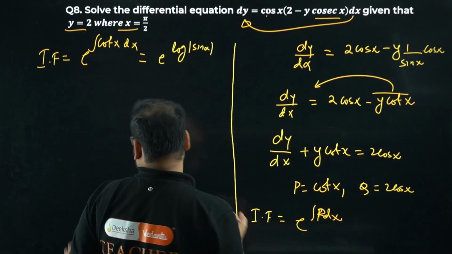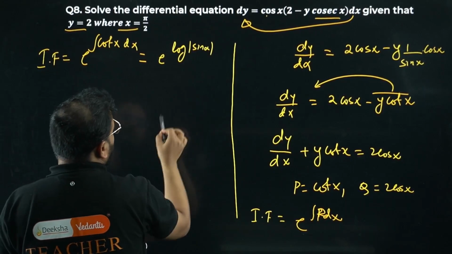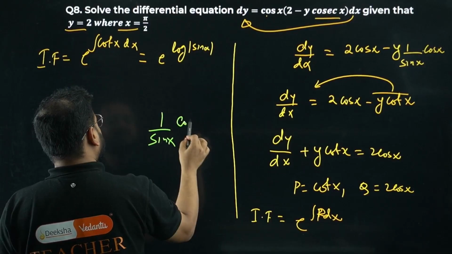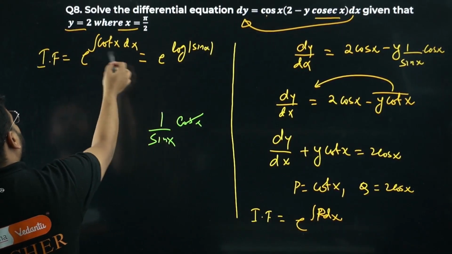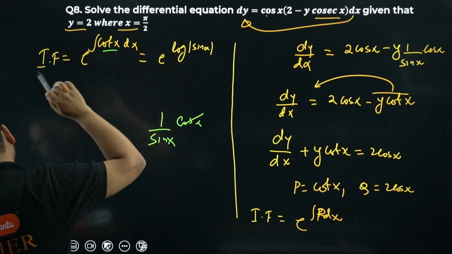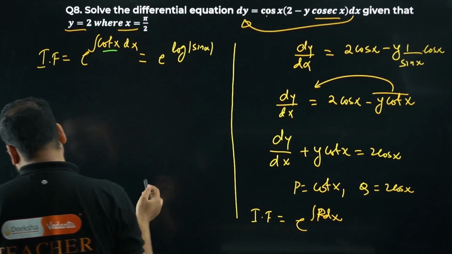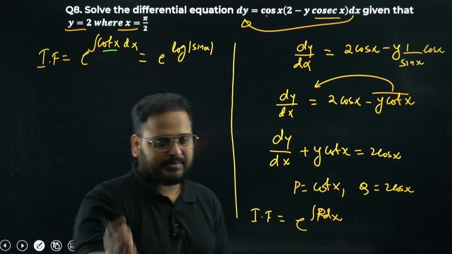Correct? If you differentiate, if you're not sure, log sin will become 1 by sine and sine will become cos. So cos by sine will become cot only. That's why the integral of cot will be log of sine. I know you know this, just if somebody is not able to get this thing clicked at the moment, that's why I wanted to explain this to you.